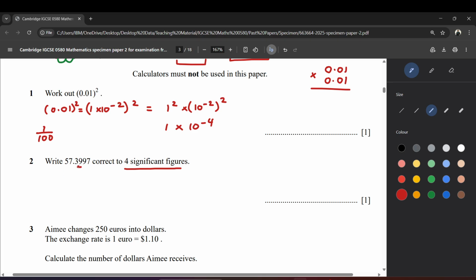You underline the one which is the fourth significant figure. Then you check the next digit. If the next digit is 5 or greater than 5, then you add 1 onto it. So if I add 1 to 9, it will become 10, right? I cannot put two digits in place of 9, so this becomes 0 and 1 will be carried over here. Therefore, this becomes 57.40. Make sure you write the 0 as well to show that this is to four significant figures.